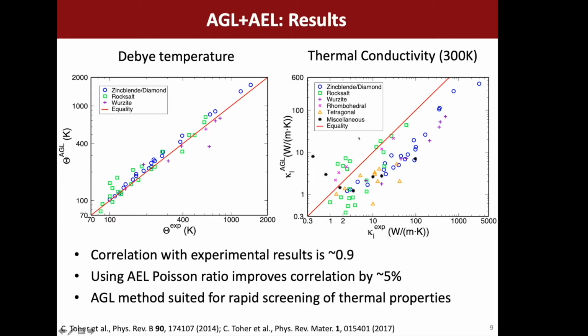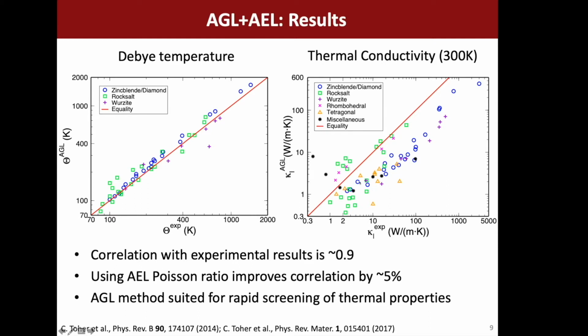On the right, you can see that we have more of a spread. Here's the lattice thermal conductivity at 300 Kelvin. Again, we have the experimental values on the x-axis and the calculations on the y-axis. You can see there's a bit more of a spread. The reason for this is that the Grüneisen parameter is actually quite a difficult property to get accurately. Because of this, you tend to overestimate the Grüneisen parameter, which in turn means you tend to underestimate the lattice thermal conductivity.